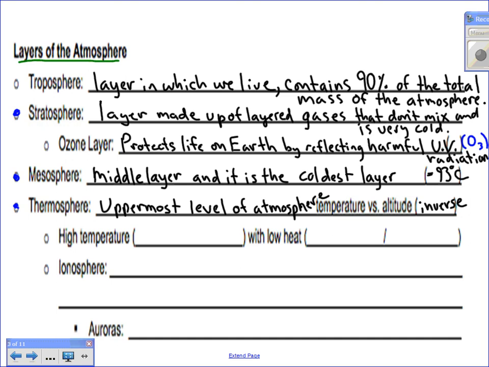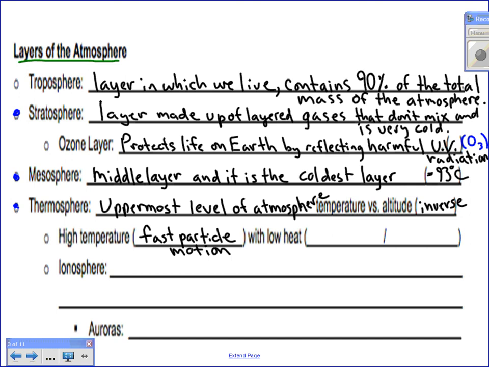Now, the thermosphere is also receiving quite a bit of radiation, solar radiation from the sun. And this is the reason why we have high temperatures, and there is a fast motion of particles. So higher temperature is going to be the result of fast particle motion. And with low heat, we have low density and few impacts.